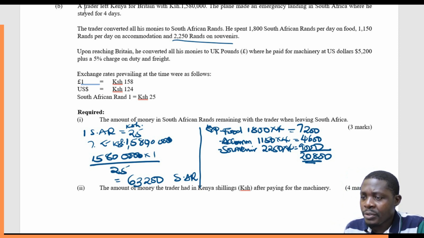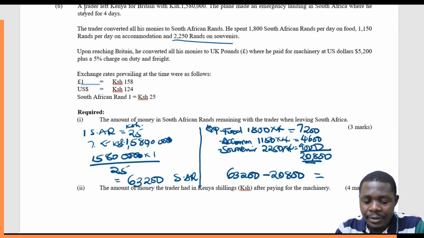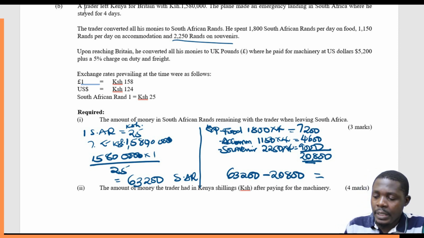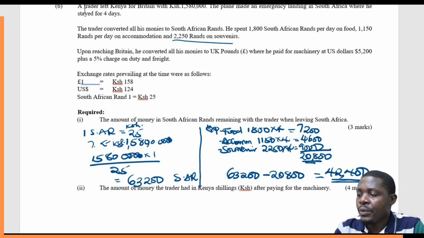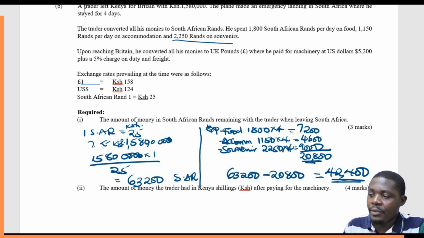Now we are told the amount of money in South African rands remaining when the trader was leaving South Africa. Now in this case, we just take 63,200. We minus 20,800. Now he left South Africa with this particular amount. That is 42,400 South African rands.